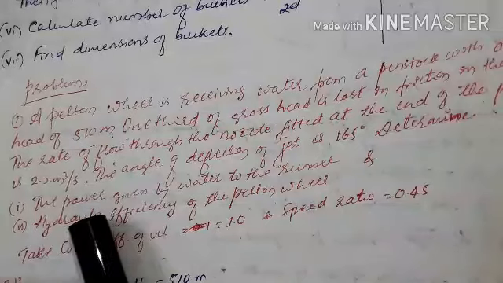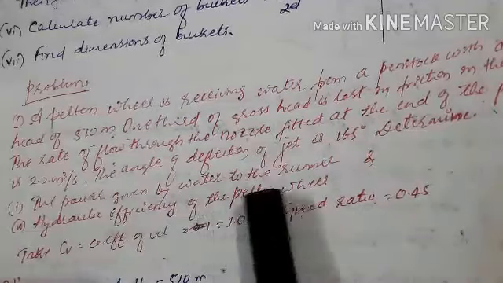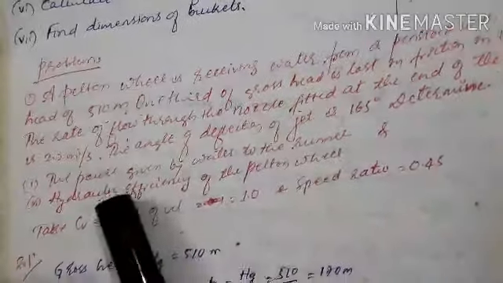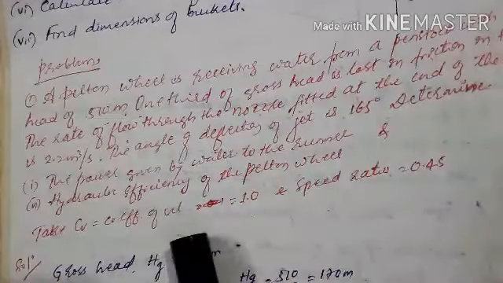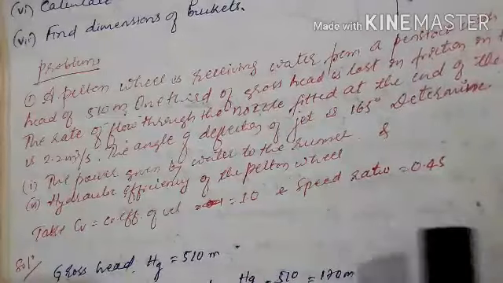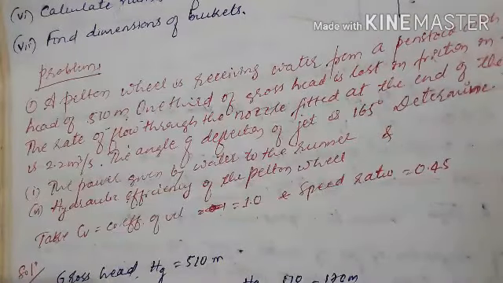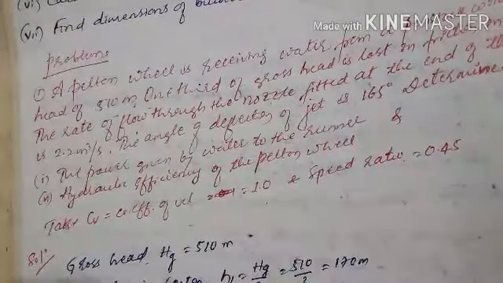Determine, first, the power given by the water to the runner; second, the hydraulic efficiency of the Pelton wheel. Take the coefficient of velocity as 1 and the speed ratio as 0.45. So this is the problem given.